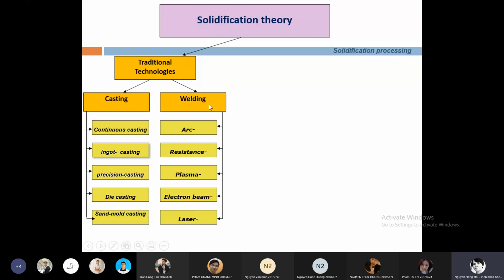And welding is a solidification, but not in the entire volume of the detail, only in some part of the detail. In casting, the solidification occurs in the whole volume of the component. In the case of welding, the solidification happens in only some part, not the whole volume.